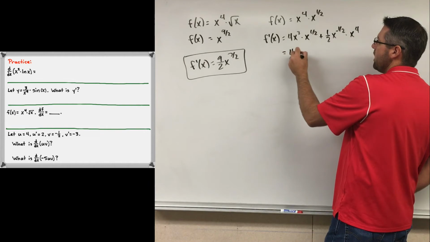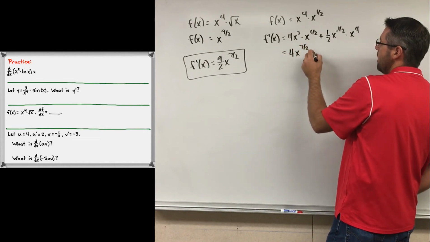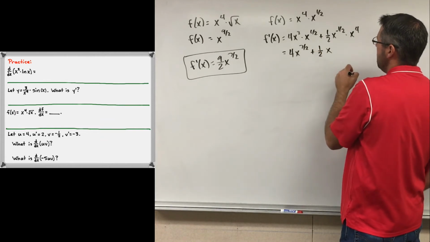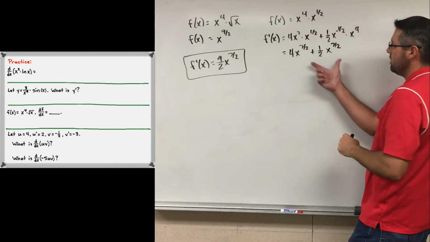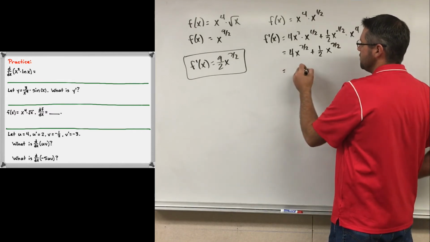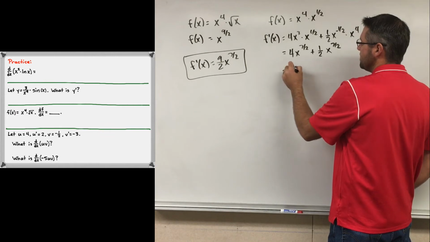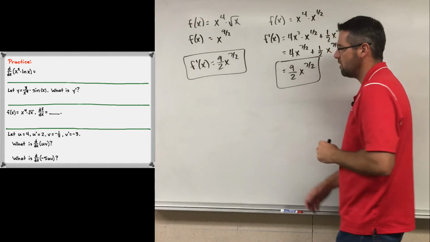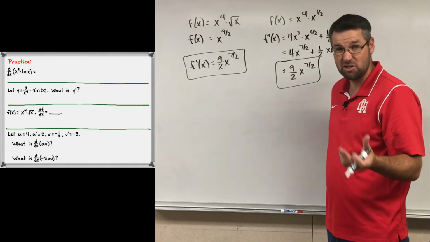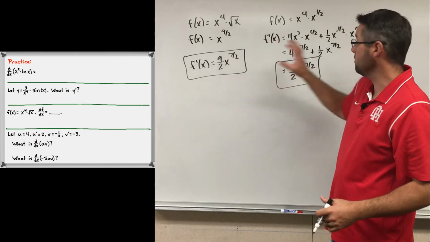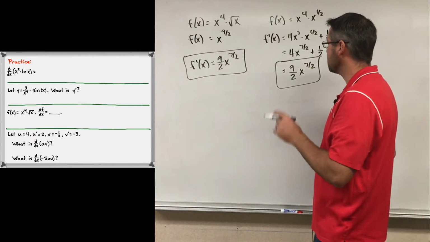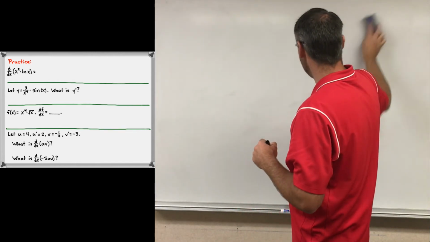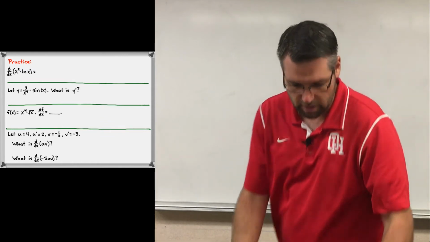This would be 4x to the 7 halves plus 1 half x to the, let's see, 7 halves again. Look at that. And then since they have the same exponent, we can add those. Those are like terms. So 4 plus 1 half is 9 halves, and then x to the 7 halves. So we can see that we get the same answer for the derivative either way. Again, if you have an efficient way of doing it like this, go for it. Don't necessarily have to use the product rule, but always keeping the product rule in the back of our minds. For whatever reason, products are hard for students to see. Quotients tend to be really easy.